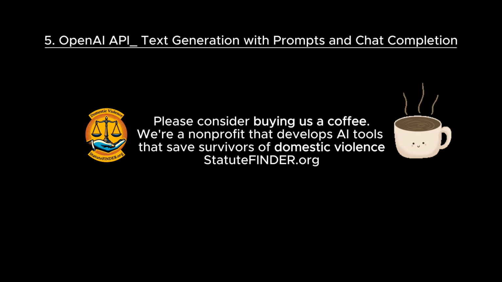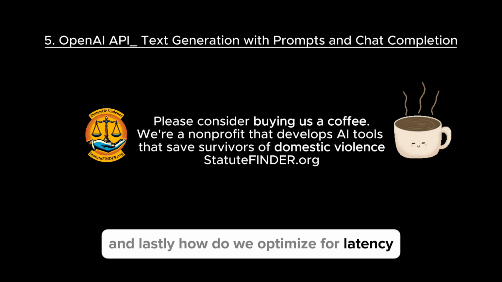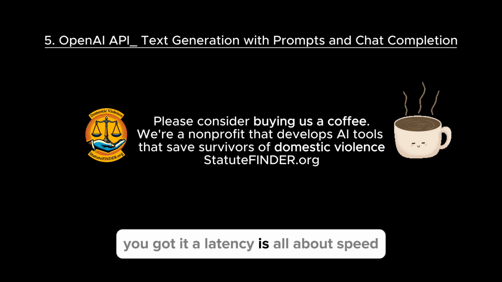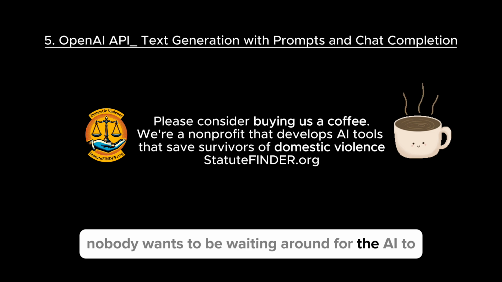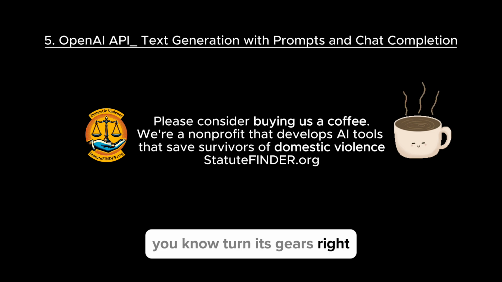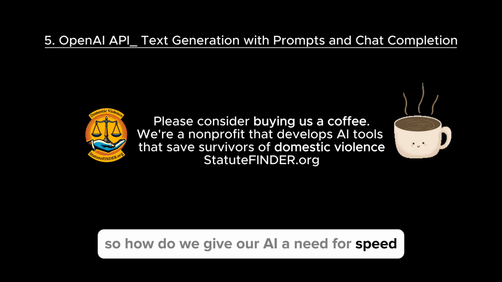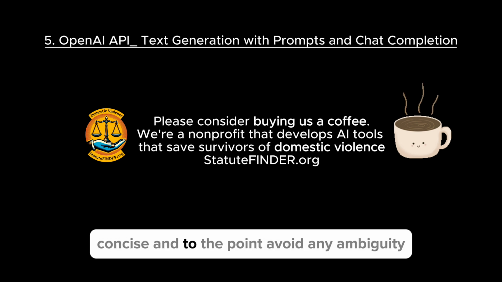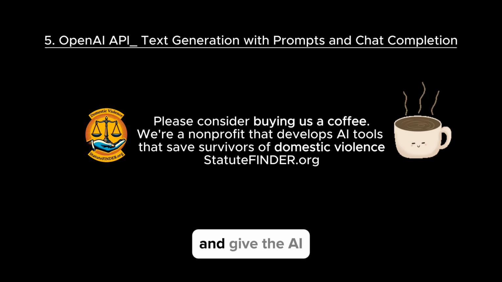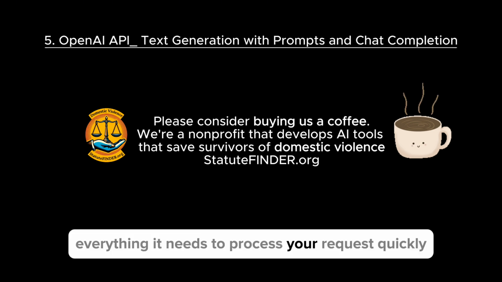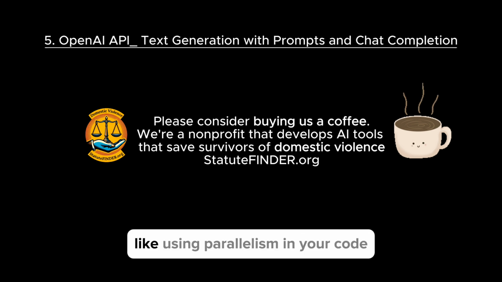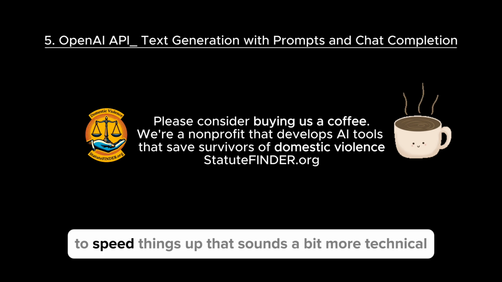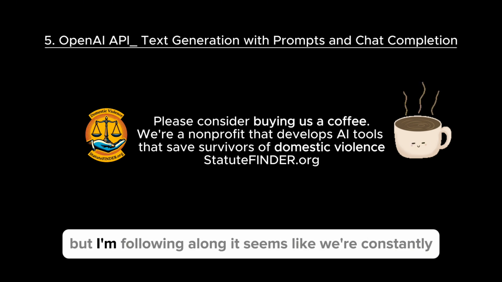That makes perfect sense. And lastly, how do we optimize for latency? I'm assuming that means making the AI respond faster. You got it. Latency is all about speed. Nobody wants to be waiting around for the AI to churn its gears. So how do we give our AI a need for speed? Well, prompt engineering is key here as well. Make sure your instructions are clear, concise, and to the point. Avoid any ambiguity and give the AI everything it needs to process your request quickly. There are also techniques like using parallelism in your code, which essentially means running multiple processes at the same time to speed things up. That sounds a bit more technical, but I'm following along.